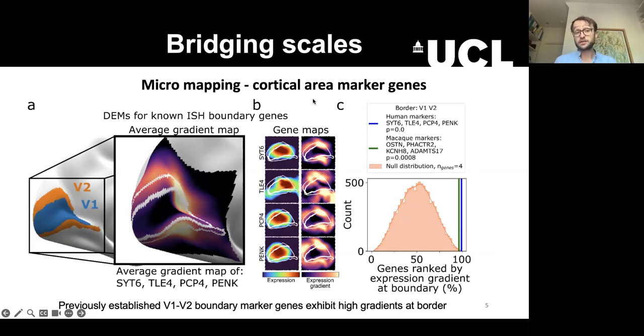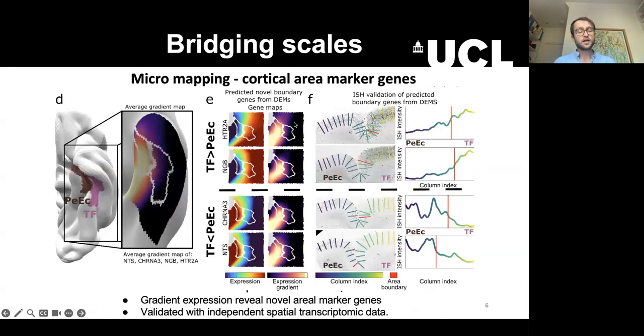What this validation enables us to do is say for any given border, can we suggest some marker genes that haven't previously been discovered? So looking at a different cortical boundary along this sulcus between the parahippocampal gyrus and the inferior temporal cortex, taking these 2 areas from the Glasser atlas, this boundary falls along the sulcus, so we can identify this same sulcus within the ISH data.